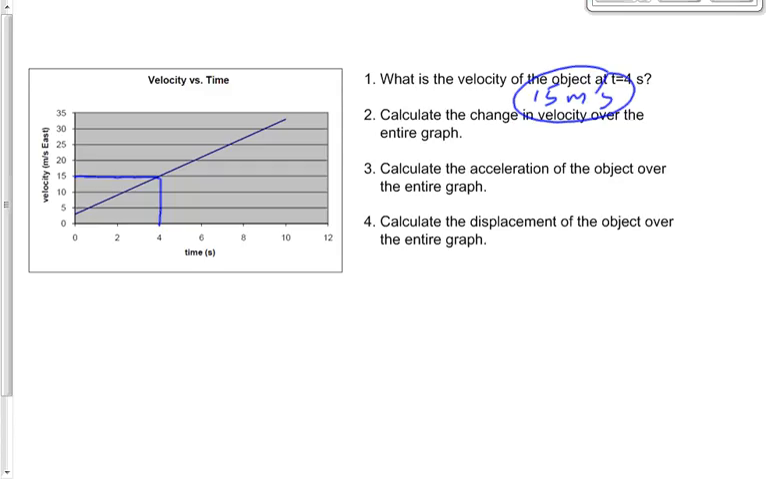The change in velocity over the entire graph. Well, the final velocity looks to be 33. The initial velocity looks to be 3. The change in velocity is final minus initial. 33 minus 3 is 30 meters per second.